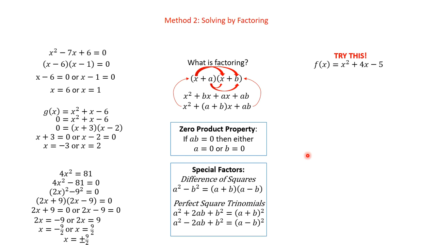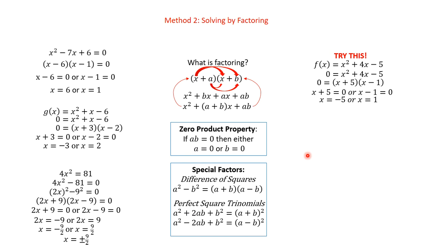So try this one. F of x equals x squared plus 4x minus 5. Factor it, solve it. So push pause and then come back when you're ready in a minute. How did you do? So let's first factor it. Well, before we factor it, we want to make it equal to 0. Then we can factor. What times what gives us negative 5 but adds to give us 4? 5 and negative 1. So we have x plus 5 times x minus 1. And so, well, if x plus 5 equals 0, that means x equals negative 5, or x minus 1 equals 0, so x equals 1.